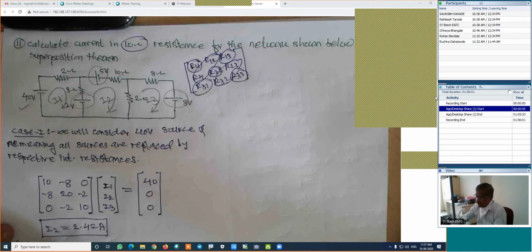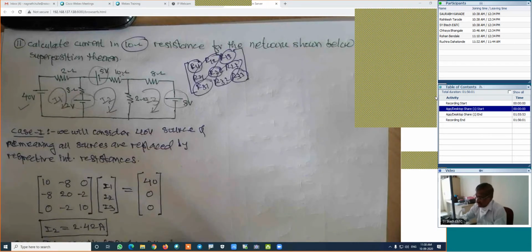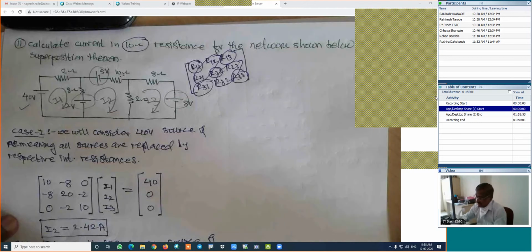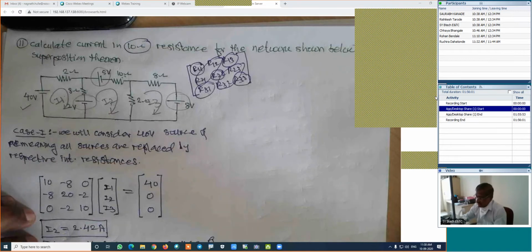I will write here case 2. We will consider this 2 volt source, and remaining all sources are replaced by respective internal resistances.